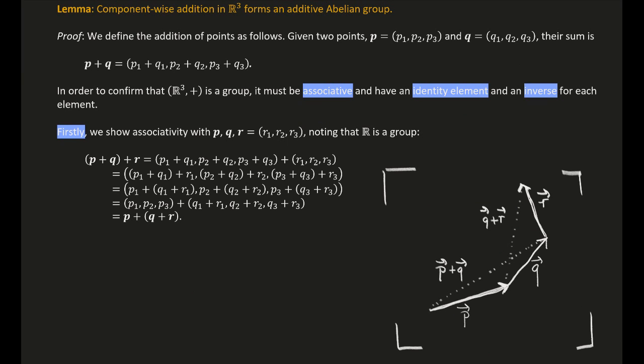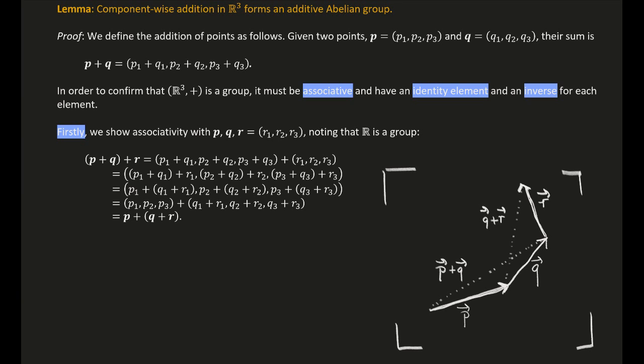We should ask, what is R3 before we start using it, like we do in Calc 3? To be clear, R3 is a group, but we ultimately want to talk about R3 as a vector space. So let's prove that R3 works as a vector space under these conditions. First, let's prove the following lemma. The lemma states, component-wise addition in R3 forms an additive abelian group. Recall that an abelian group is a group that's commutative.